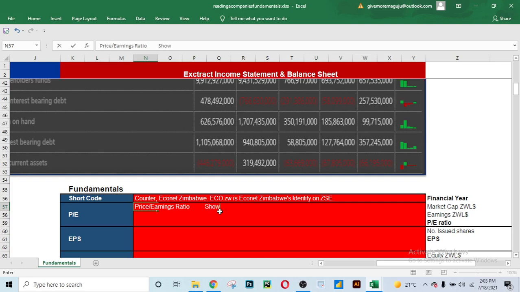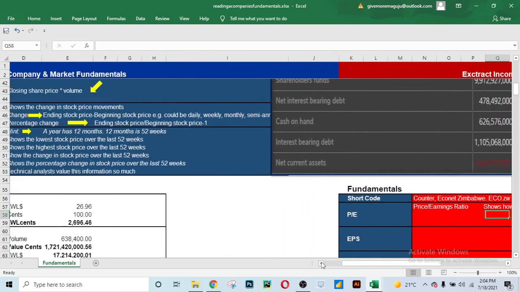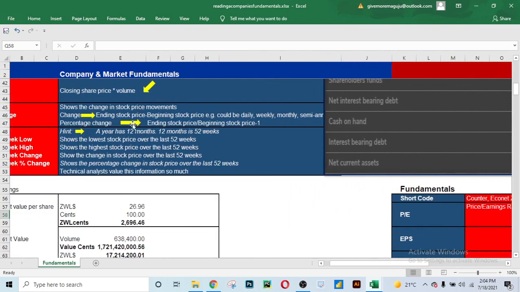So I'm just going to write here, shows how much investors are willing to pay for a dollar of company earnings. Okay, perfect. And now let's borrow that icon here. I love these icons now. So let me just borrow this. Let me just do Control D to duplicate it, and then I drag it here.